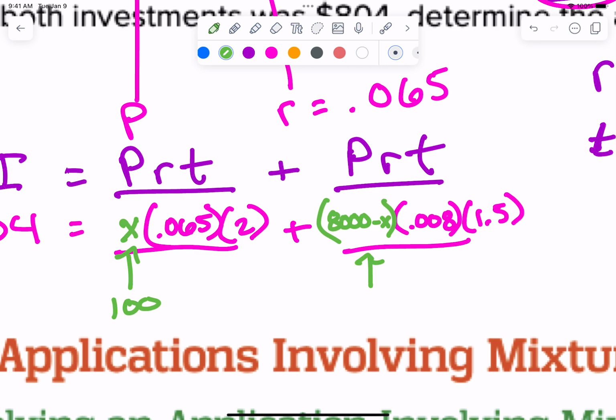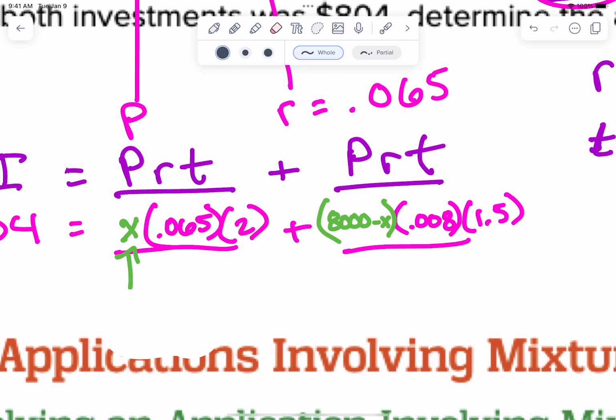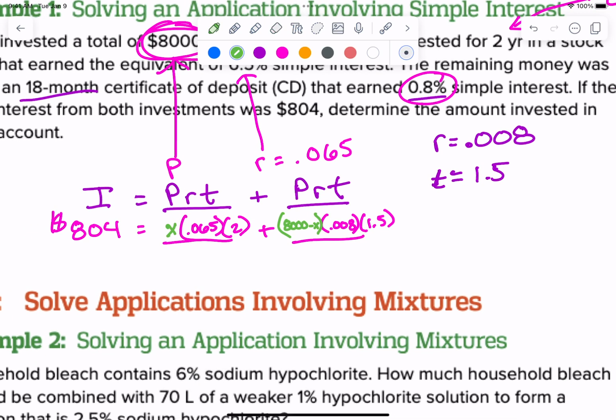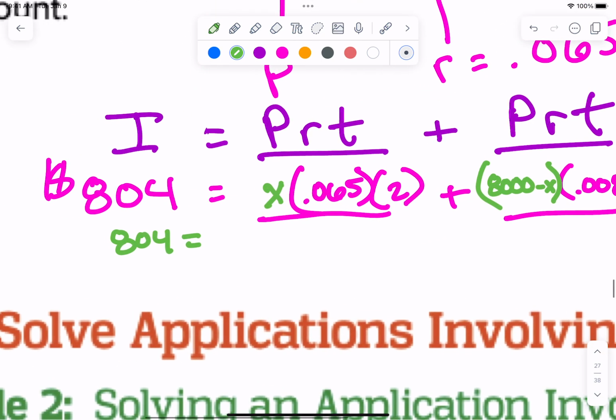Okay, so that's the equation that I use to relate the two, right? And now I'm going to solve. Oh heavens, this is a big thing. 804 is over here just chilling out. Okay, let's simplify some things. What's 0.065 times 2?